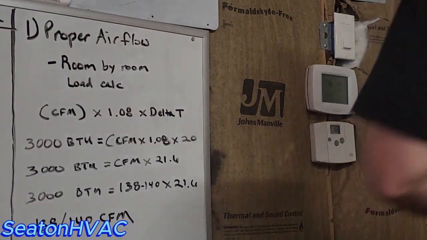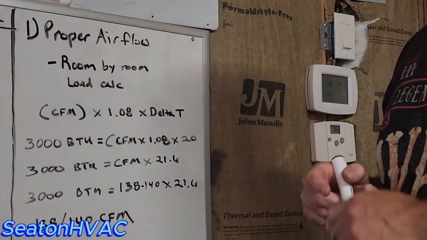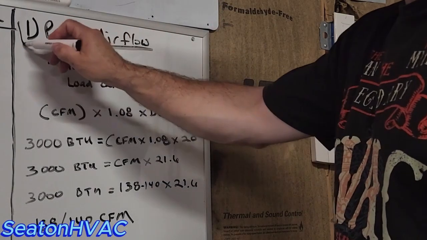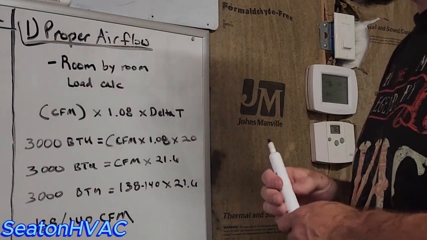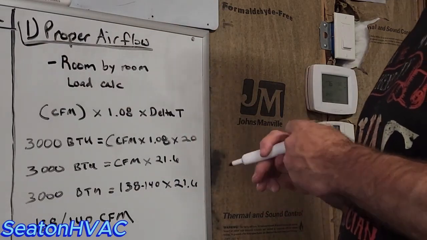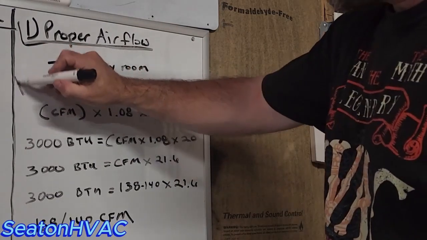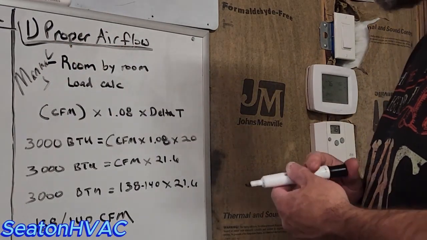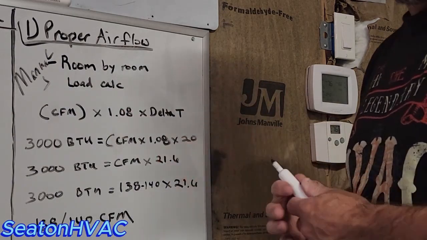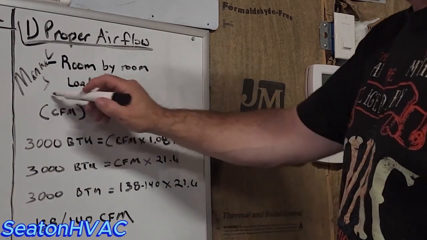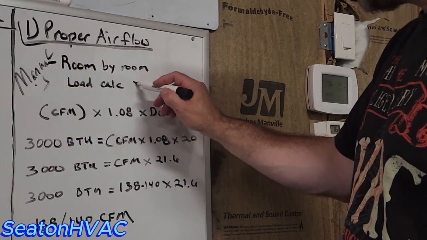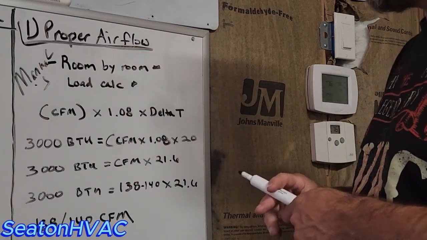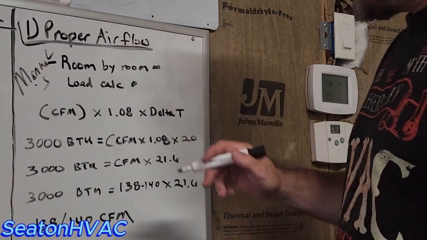Okay, so bullet point number one was proper airflow. How do we determine proper airflow? First thing you need to do is do a Manual J, and we'll go over Manual J probably after this video, so we're kind of going backwards here, but somebody requested duct design, so we're going to do that. So Manual J, and you want to do a room by room load calc. This is on a new job. You need to determine what duct size goes to each room, how many CFMs each room needs.